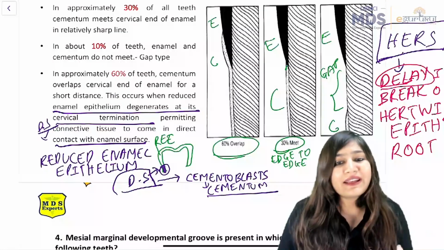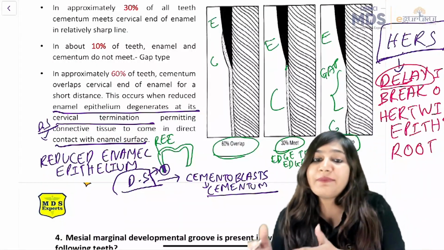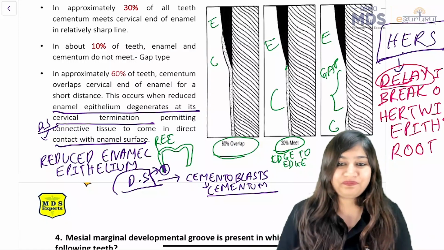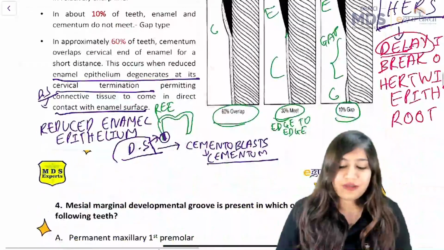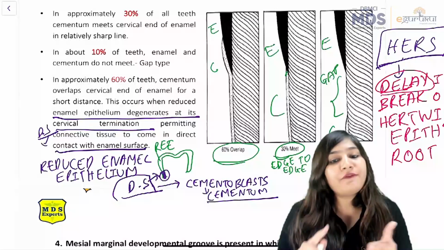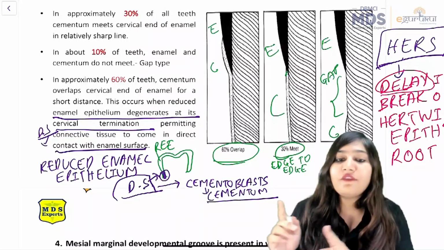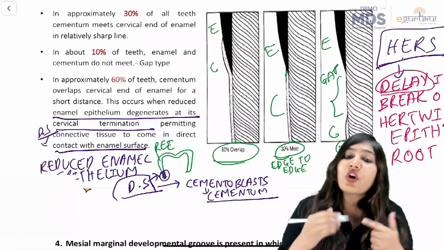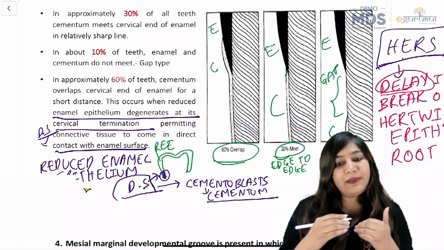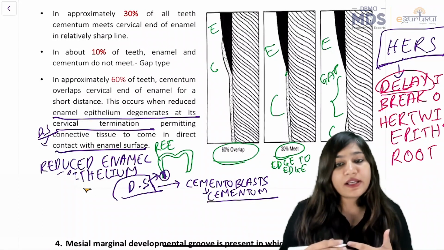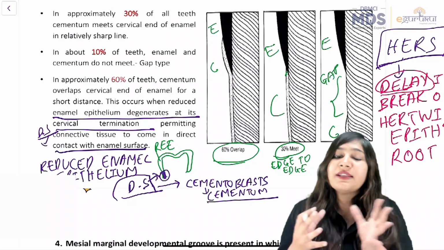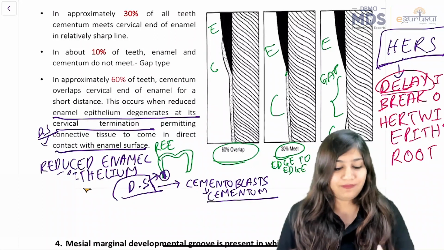And in very rare cases, we can also have enamel overlapping cementum. So please remember, for gap junction, there is delay in break of Hertwig epithelial root sheet, and for overlap, reduced enamel epithelium retracts or degenerates, as a result of which cementum is deposited.